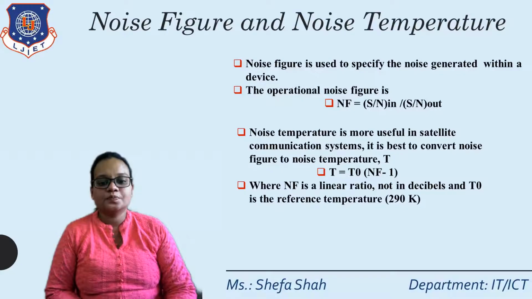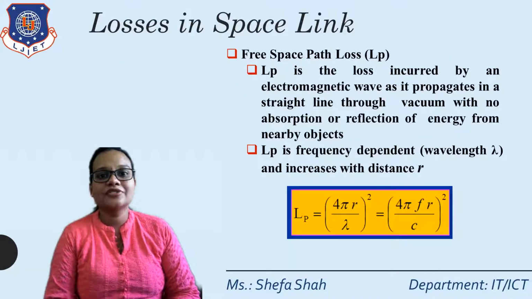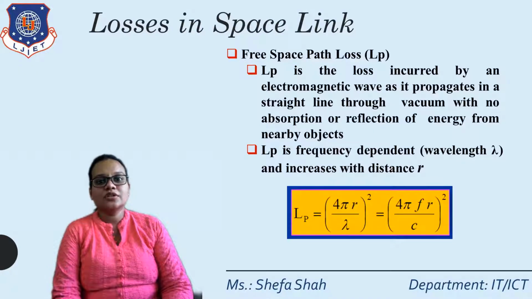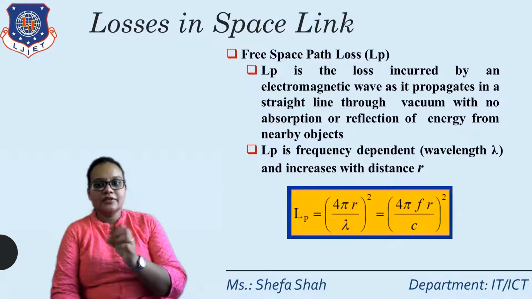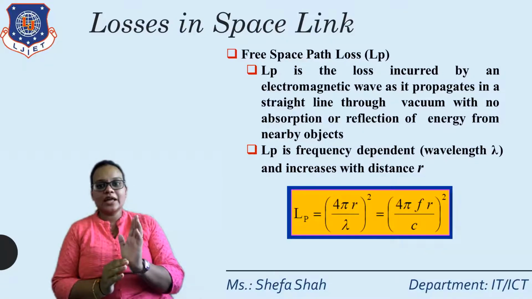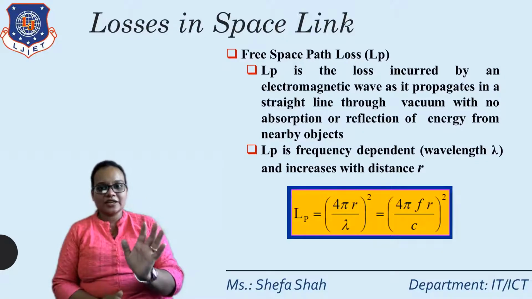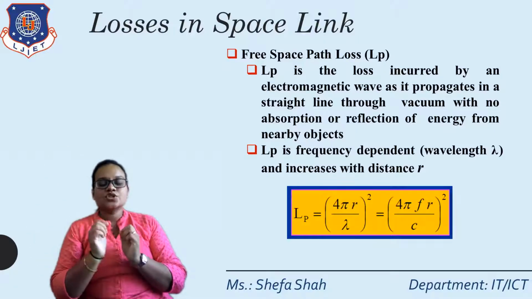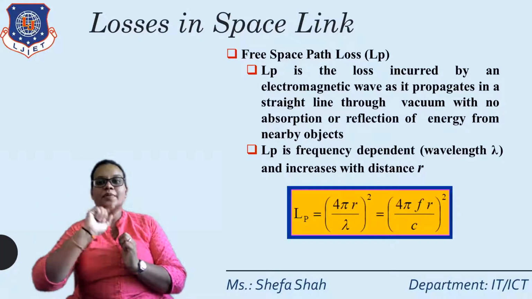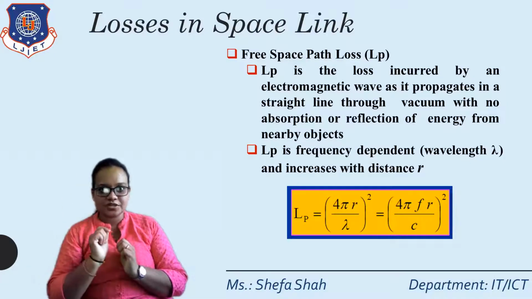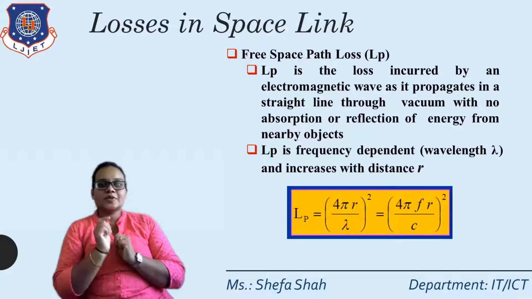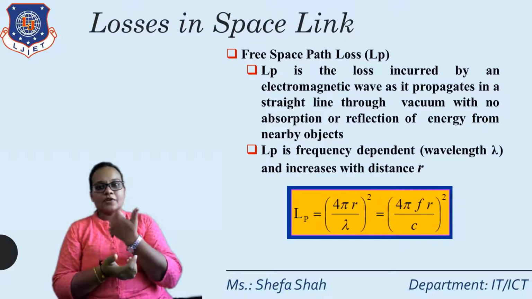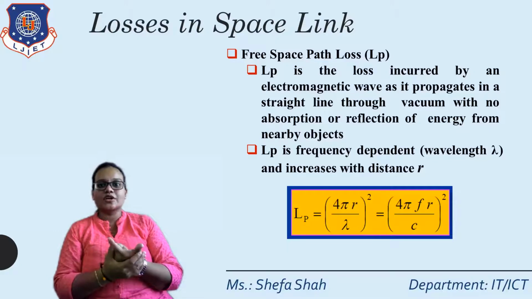Right now, next, what are the different losses in the space link? When we talk about the uplink or downlink side, let's take the uplink side. There will be a transmitting antenna, or earth station, and at the receiver side there will be a receiving antenna. In between transmitting and receiving, there will be a link called free space transmission. During this free space transmission, as we discussed in the basic transmission theory, one type of loss occurs with distance, which is called path loss.